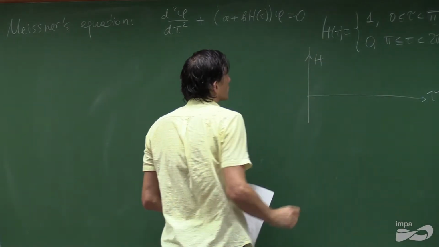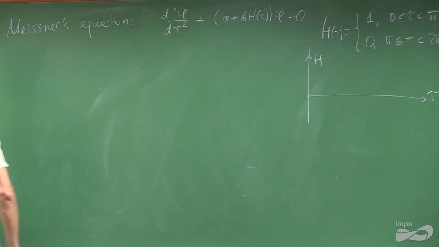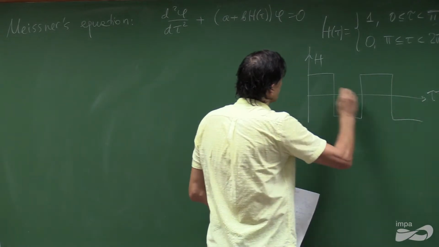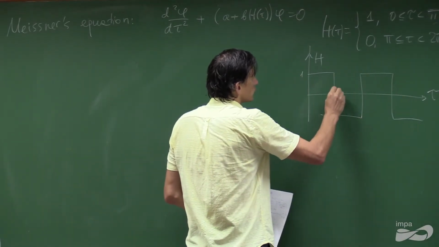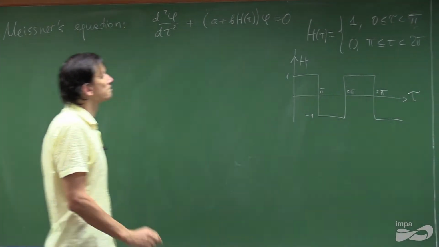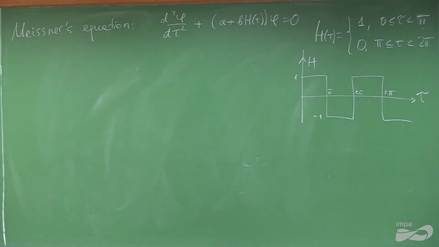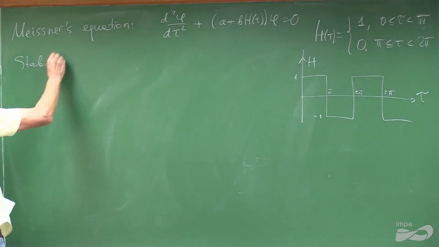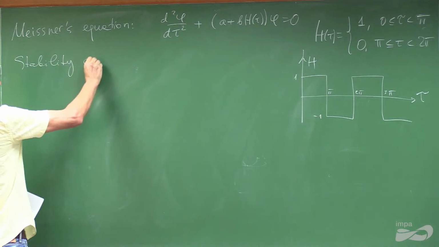So our function capital H, which comes from this double dot, is just 1, minus 1, 1, minus 1, 1, minus 1, at the points pi, 2 pi, 3 pi, and so on. So that's the equation which, after the change of coordinates, describes the pendulum. And now we do the stability analysis.